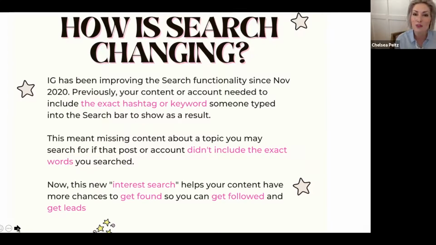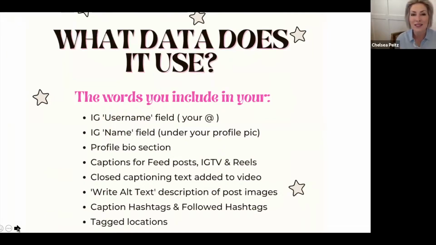Previously, you had to make sure that it was an exact word match, meaning if I wanted to be found for hashtag Scottsdale real estate, but I used hashtag Scottsdale homes instead, too bad, so sad, you weren't going to match. This meant you were missing out on content on different topics if you didn't include those exact keywords, and it was a heavy reliance on hashtags. Now, this new interest search is helping your content have more chances to get found so you can get followed and get leads. What data is it looking at?